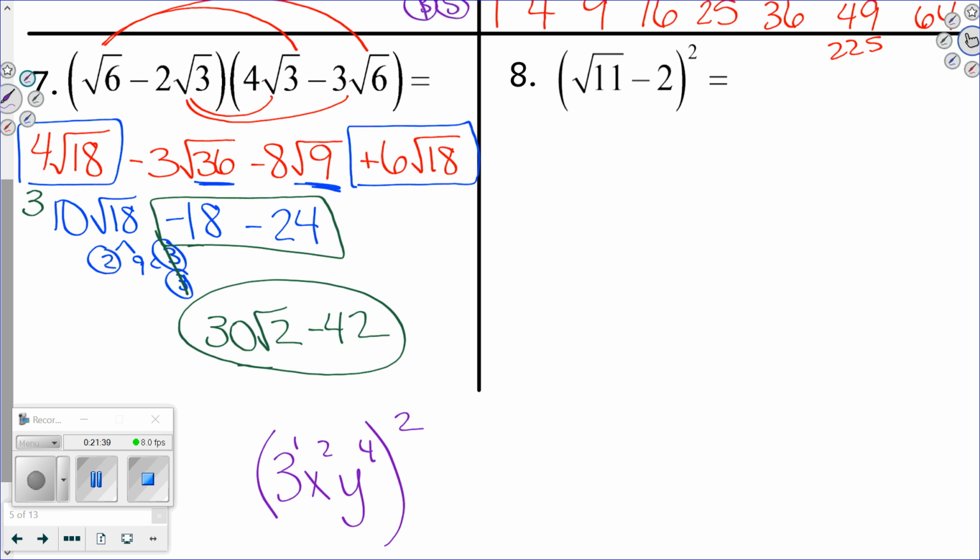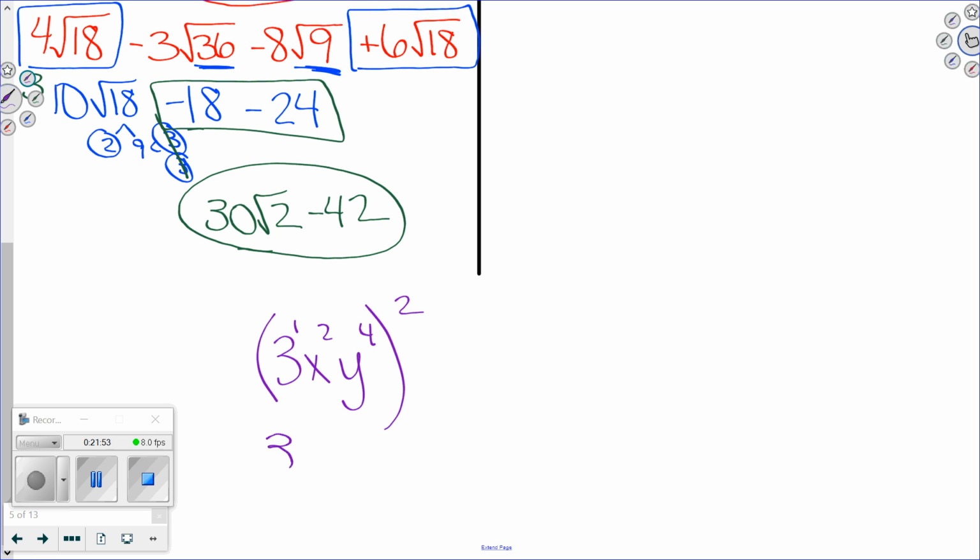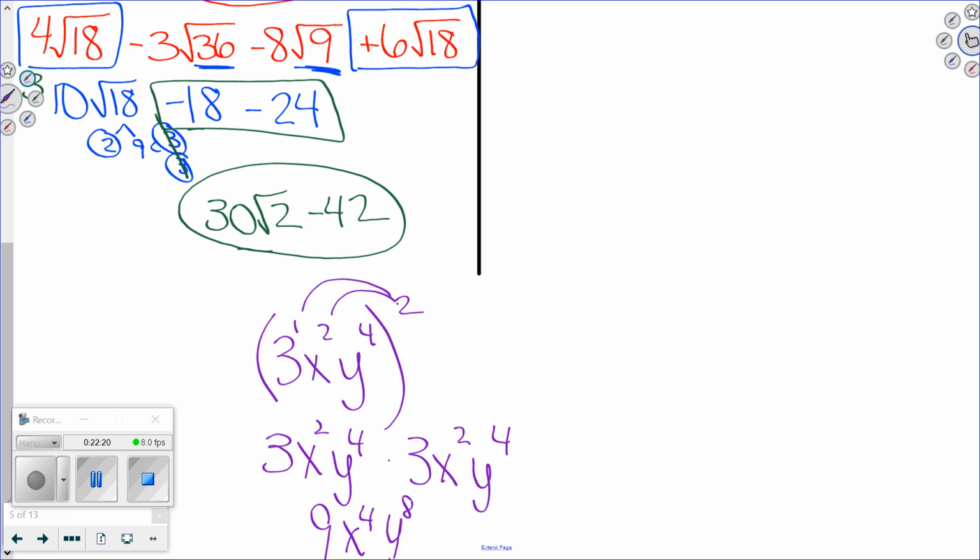What does it mean to square something? What's 5 squared? Why is that 25? Oh, it's multiplied by itself. If I would multiply this by itself, that would be like 3x squared y to the 4th times 3x squared y to the 4th. Squaring means I multiply it by itself. Well, 3 times 3 is 9. What do you do with exponents? You would add them, so it'd become x to the 4th. And then my y's, you would add them, y to the 8th. So showing I multiplied them, is that any different than me distributing to here?